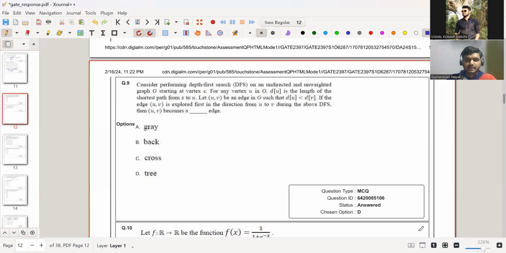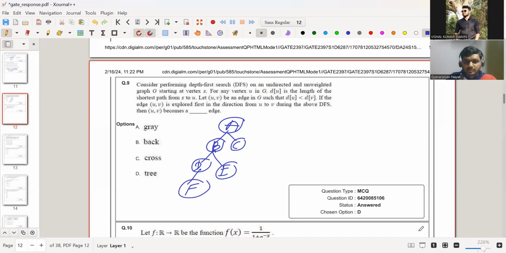Consider performing DFS on an undirected and unweighted graph G starting at vertex S. For any vertex U in G, Du is the length of the shortest path from S to U. You know DFS, depth first search, such as A, then B, then C, D, E, then F.